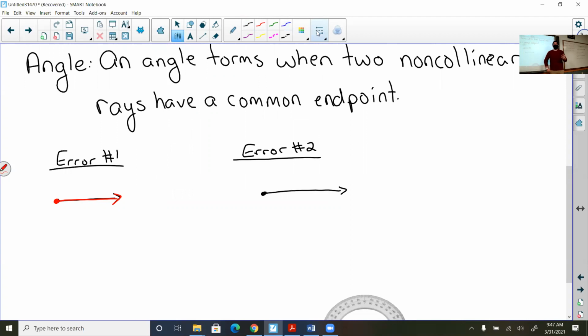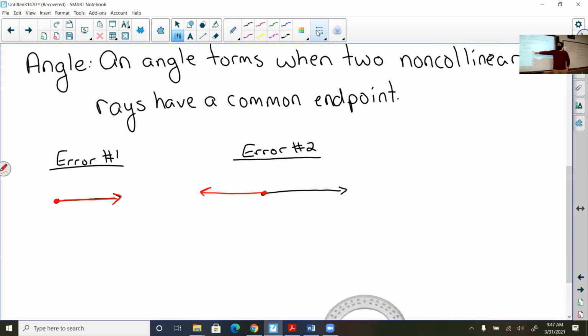Now, how else could these rays be on the same line? Well, if they're the same ray, they'd be on the same line. And also, if this ray opened all the way back up, shared the same endpoint, and again, was collinear, what we have now is a horizontal line. It's just a straight line.